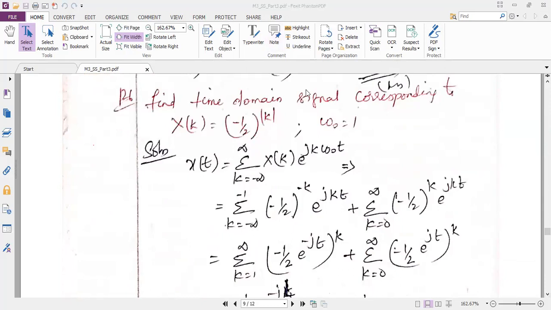I just want you to copy this question. Find the time domain signal corresponding to capital X of k. Capital X of k is nothing but the Fourier series coefficients, which is equal to minus 1 by 2 the whole power magnitude of k, and they have mentioned omega naught value is equal to 1.